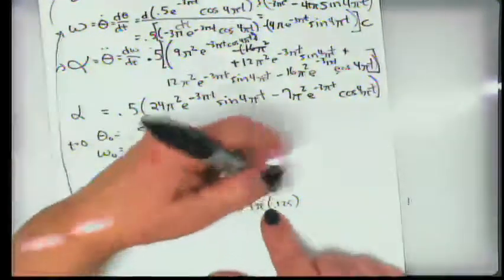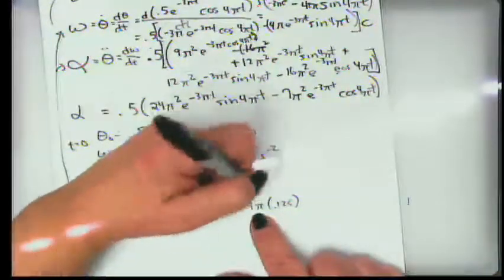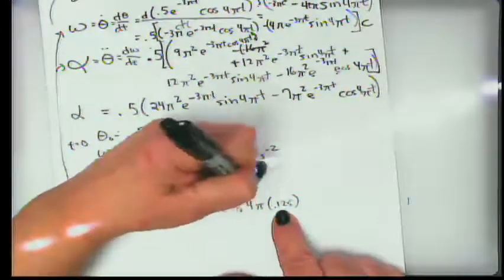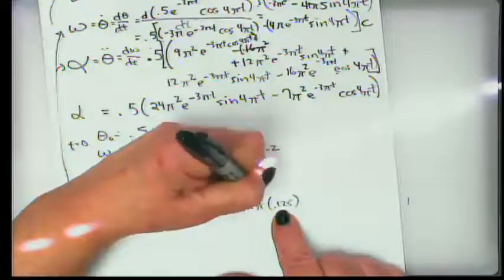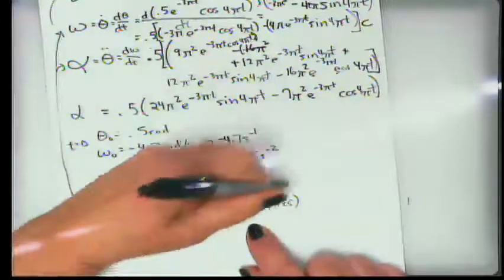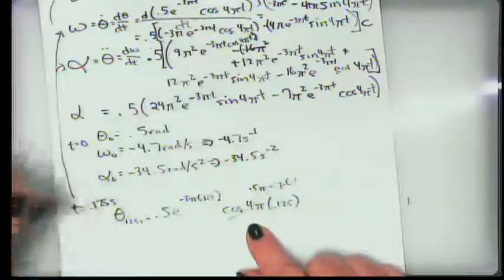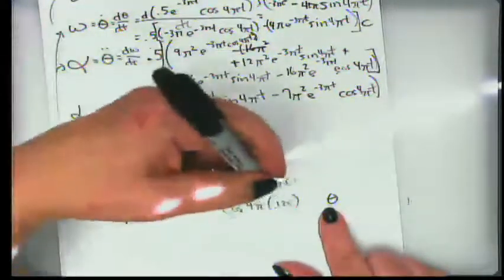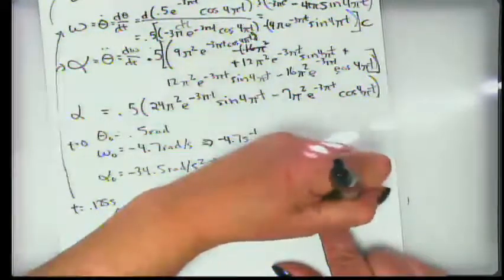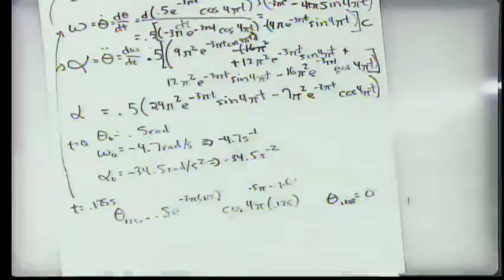actually, this is actually 0.125 times 4 is 0.5. So that's half pi, so this actually goes to 0. So that means since it's oscillating, the position at 0.125 seconds is equal to 0. So in other words, that pulley goes forward and then backward, and at 0.125 seconds it's equal to 0.